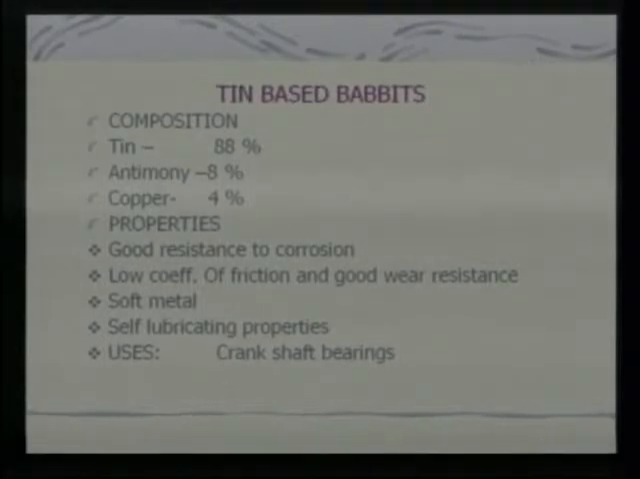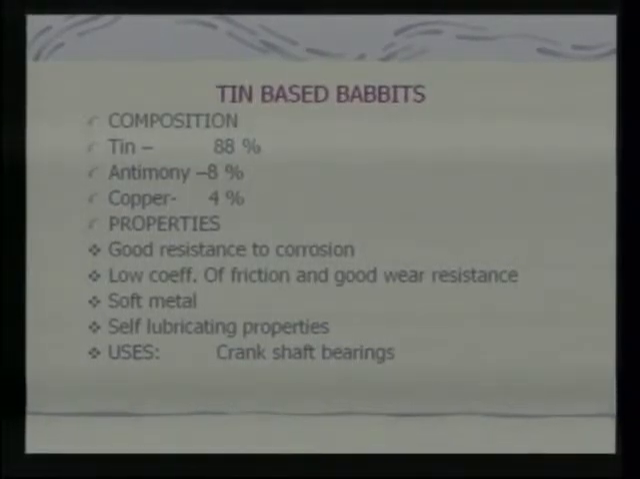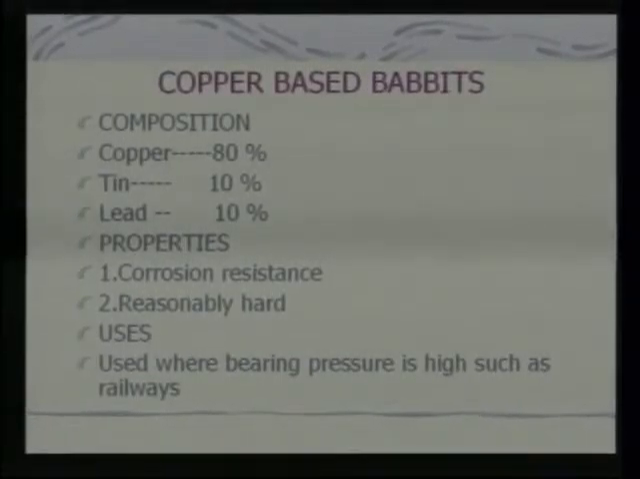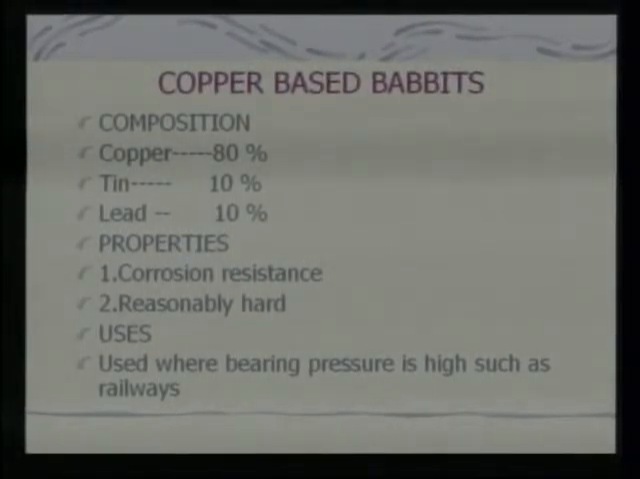The properties are like this: good resistance to corrosion, low coefficient of friction, and good wear resistance. Wear resistance means it is not going to form any abrasions when it is subjected to load or abrasion. Soft metal, self lubricating properties, that is, even if you do not apply any lubricant, it is having inherently lubricating properties, therefore it is used for crankshaft bearings. Copper based babbitts, composition is like this: copper 80%, tin 10%, lead 10%. The properties are like this: corrosion resistance, reasonably hard, that is, it is not going to get any abrasions when subjected to load or abrasion. Uses are like this: used where bearing pressure is high, such as railways.